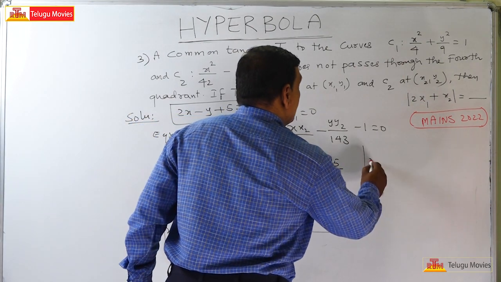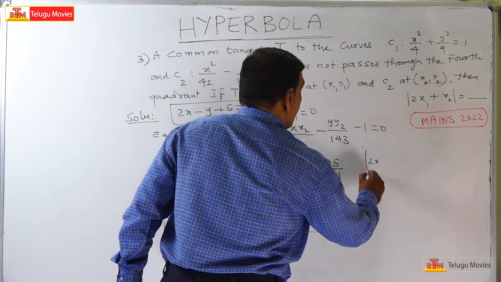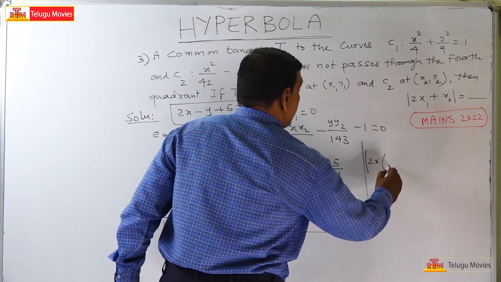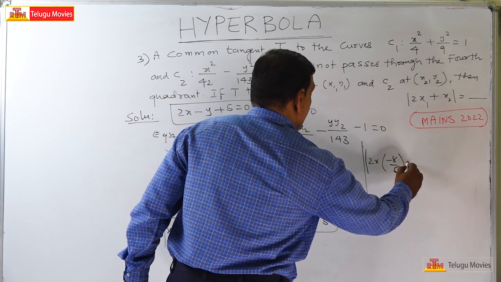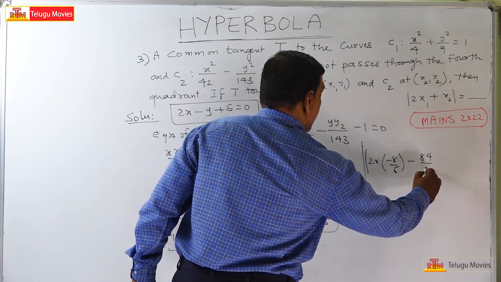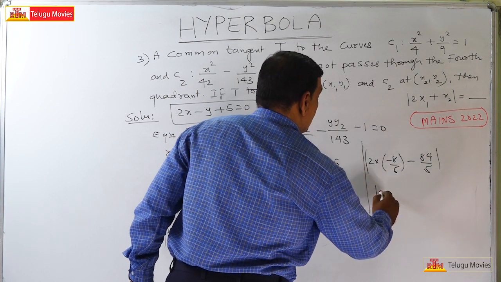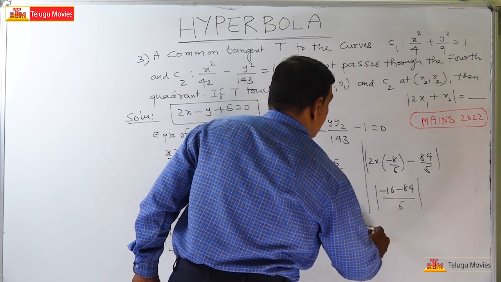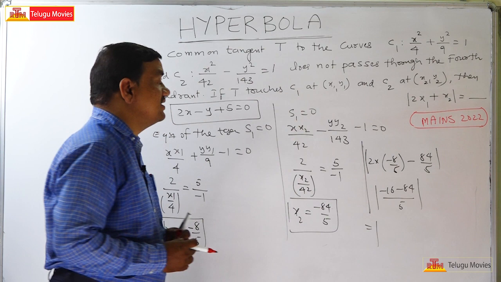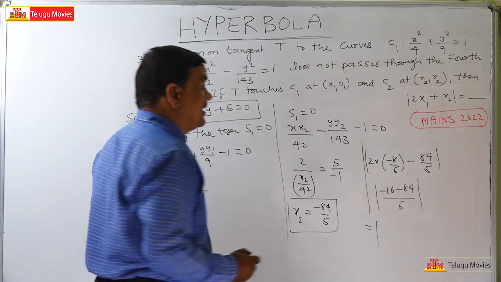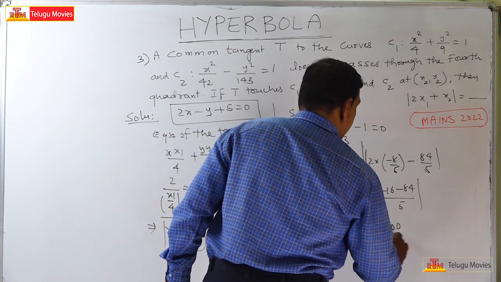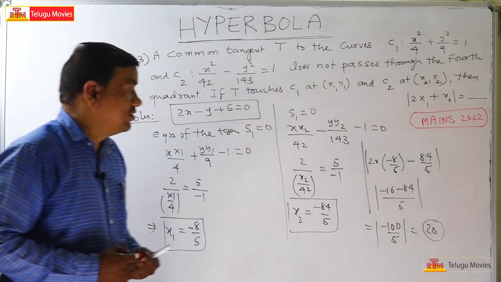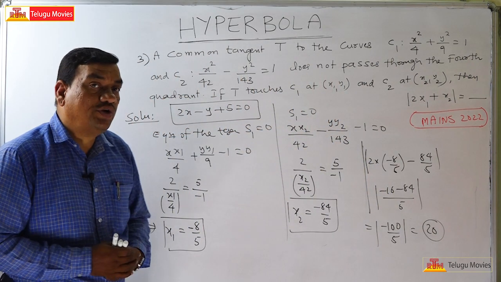So that is equal to 2 times the modulus of 2 times, x1 value is how much? Minus 8 by 5 minus 84 by 5. So this is equal to minus 16 minus 84 by 5, which is minus 100 by 5, that is equal to 20. Of course, the modulus is there, so 20 is your numerical answer.